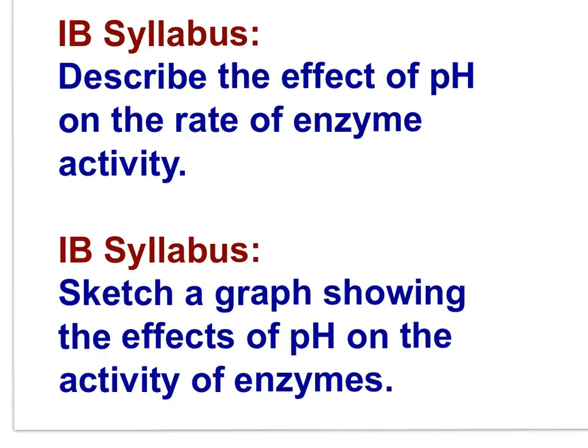I've repeatedly mentioned the role of enzymes in digestion, but in addition, it's important for you to know that different regions of the digestive tract have different pH levels. I briefly mentioned this in an earlier slide. So that brings us to these two IB syllabus statements that should feel like a review. Describe the effect of pH on the rate of enzyme activity. Sketch a graph showing the effects of pH on the activity of enzymes.